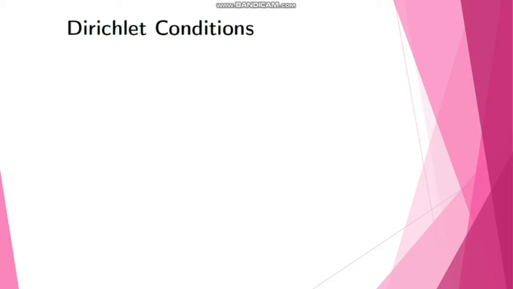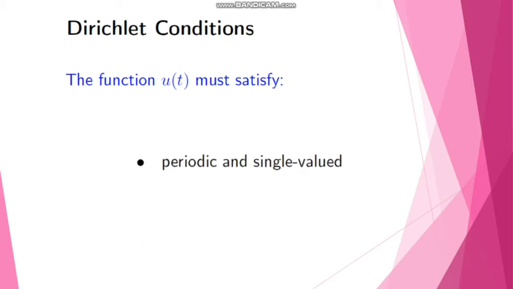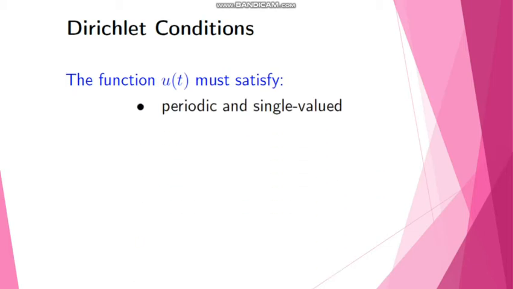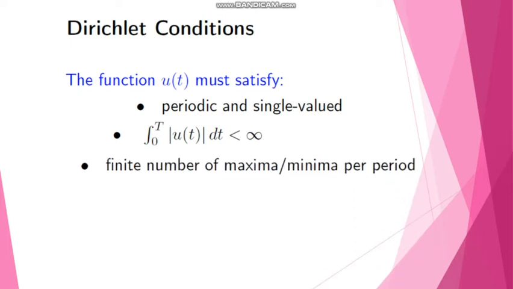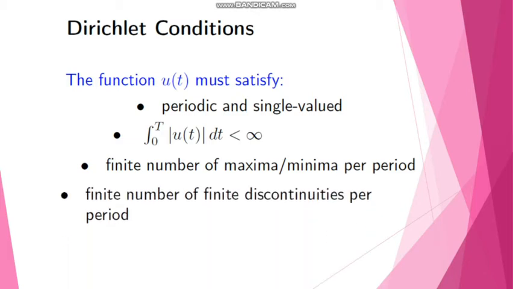You can see them. The function u of t must satisfy, first of all, that it is periodic and single valued. Second, it is absolutely integrable, that means the integral over 0 to T of the absolute value of the function u of t is less than positive infinity, and it has a finite number of maxima and minima per single period. Moreover, it has a finite number of finite discontinuities per single period.